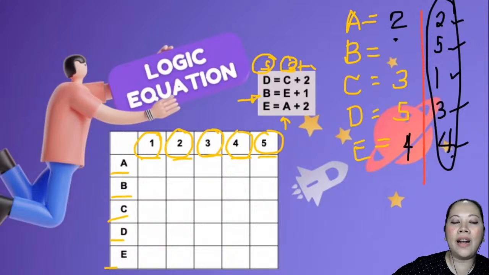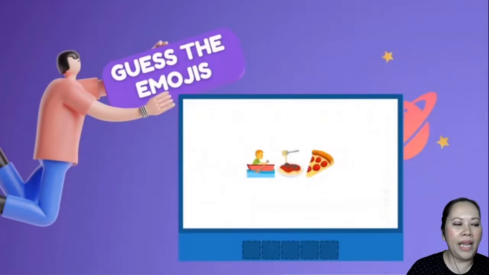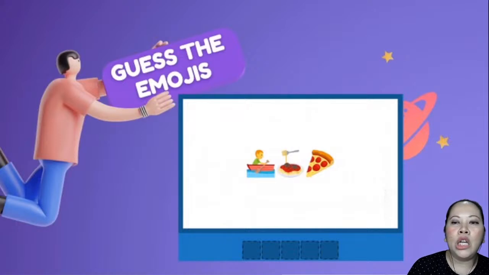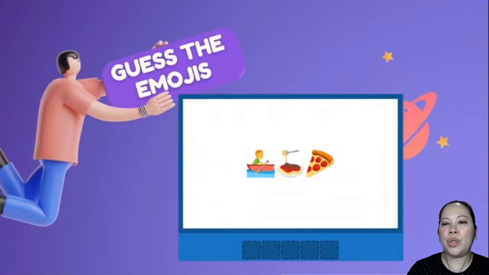Alright, so let's start the next set of game. Okay? Please do count your correct answer. The best of 5. Okay, guess the emojis. Which country is this? Someone rowing a boat with a spaghetti and a pizza. They are very known for this, rowing the boat.